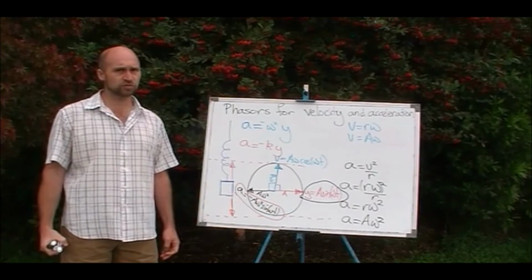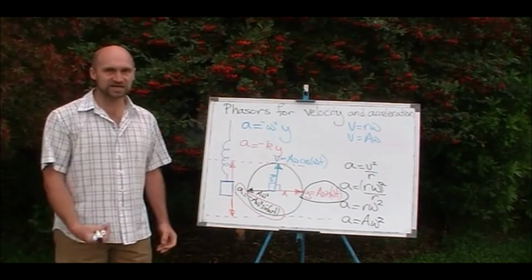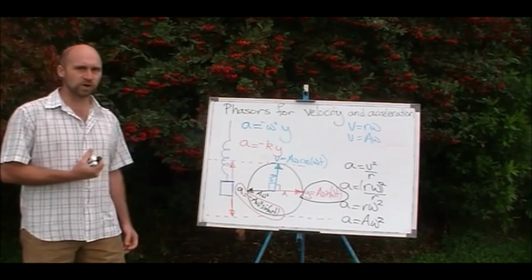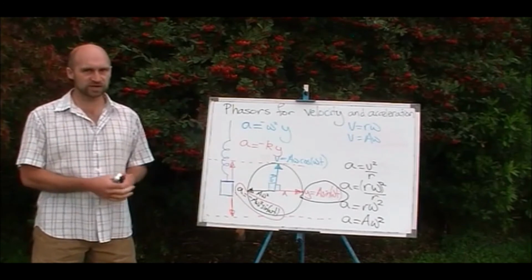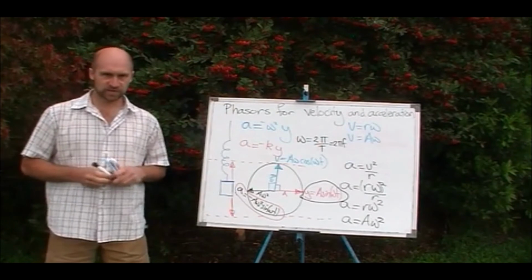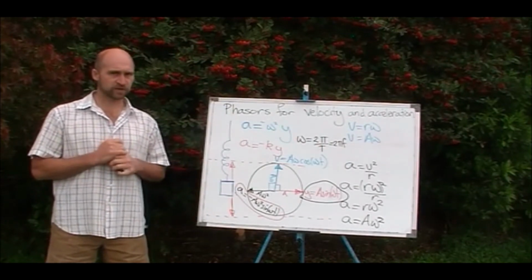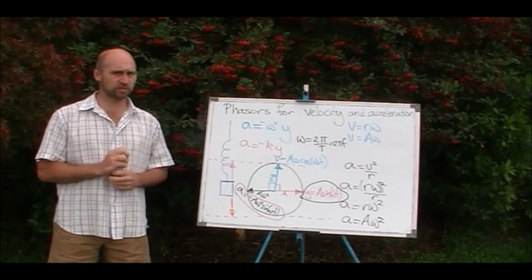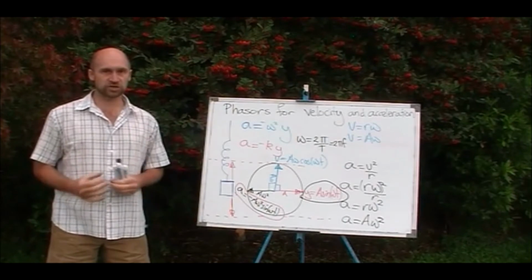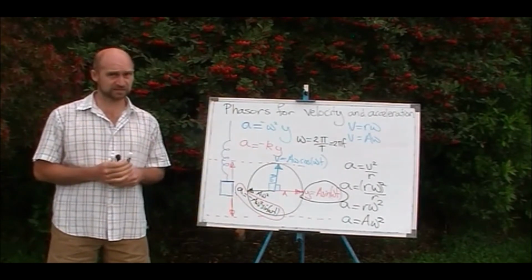Omega is 2 pi over T. Suddenly, we've got a T in our equation, the period of motion. Suddenly, we've got a way of working out the period of our motion, because omega is 2 pi over T, or it's 2 pi f. We're going to use that next time to write down equations for the period of a pendulum, the period of a mass on a spring, things like that.